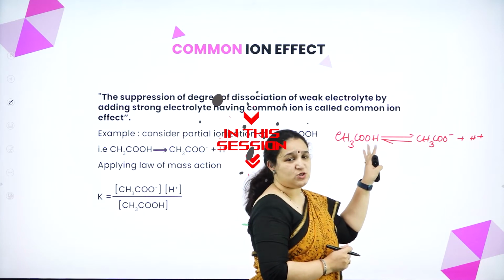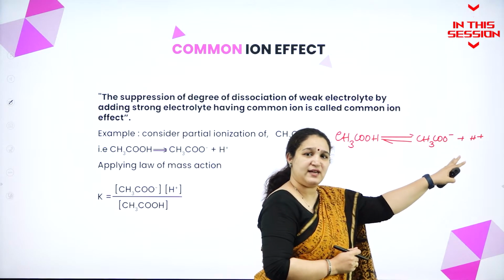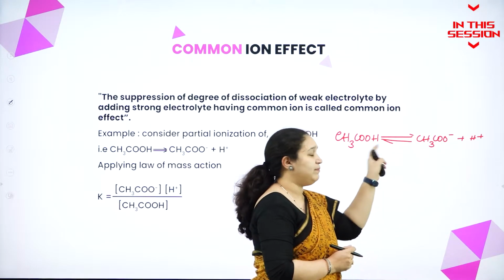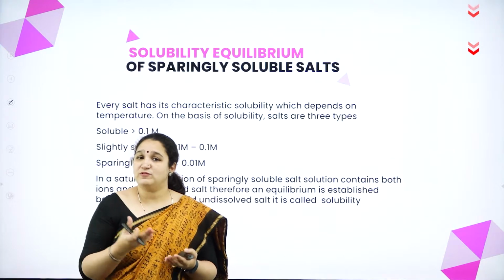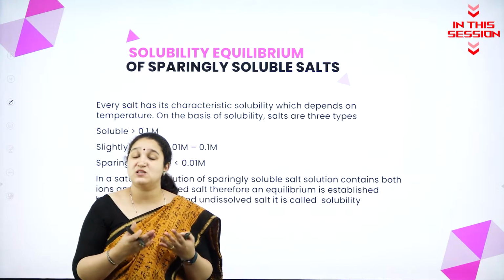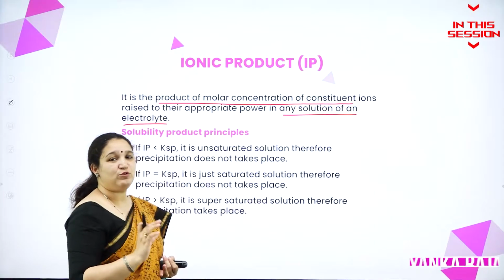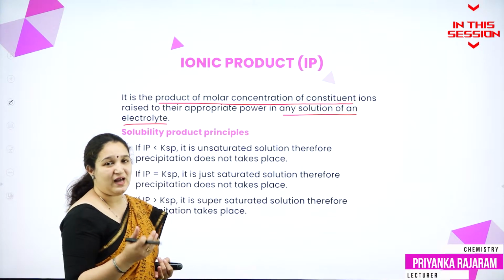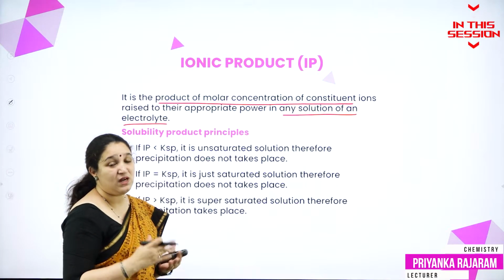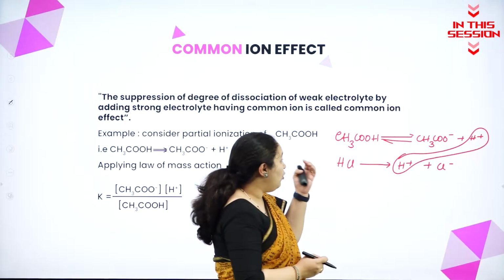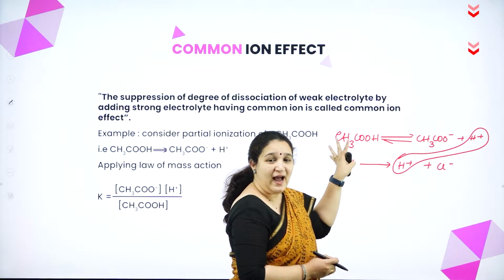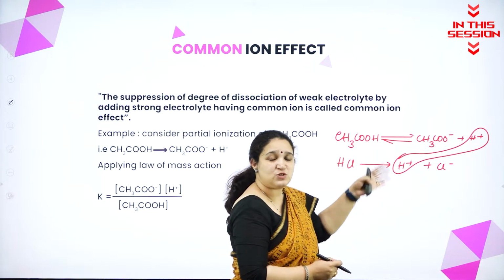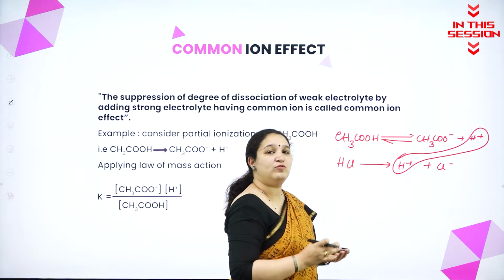CH3COOH molecules will dissociate to give CH3COO minus and H plus. Again, these two will react back to give the molecule. And you can see in saturated solution, some of the sugar molecules will remain as it is without dissolving. You just have to multiply the molar concentration of the ions raised to their appropriate powers. That's called the ionic product. More amount of CH3COOH molecules will be formed and the dissociation of this will be suppressed. It will not undergo further dissociation.